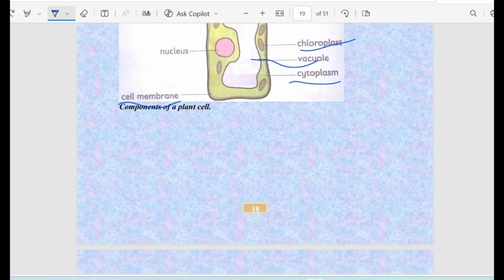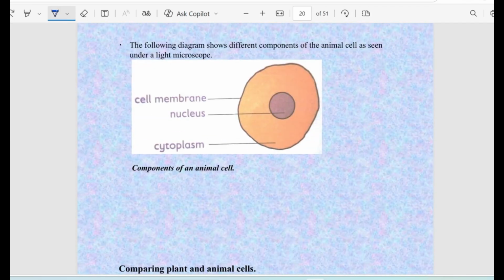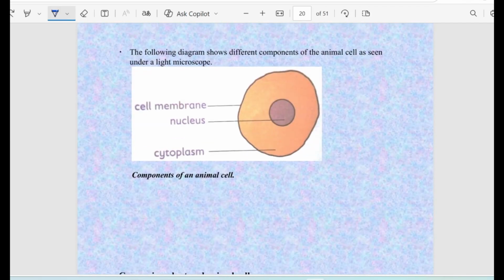Then we also have the following diagram, which shows the different components of the animal cell seen under the light microscope. So when you use the light microscope, you are going to see the parts found in an animal cell appearing like this diagram. So we have the cell membrane, nucleus, and cytoplasm.